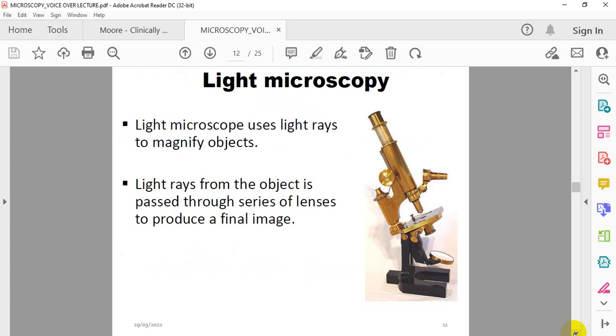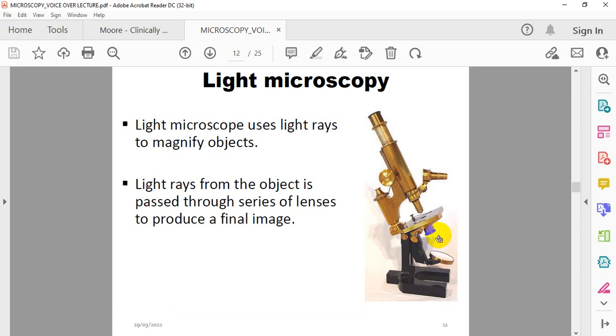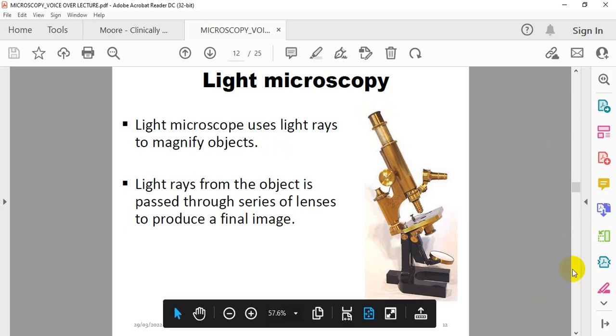A light microscope uses light rays to magnify objects. This one is an old type, so it has a mirror instead of light rays. So this is not electronic. Light will reflect over here, then it will bounce into the condenser and pass through the specimen on this stage, go through the objective here and end up in the eyepiece lens. Light rays from the object are passed through a series of lenses to produce a final image as I've described.